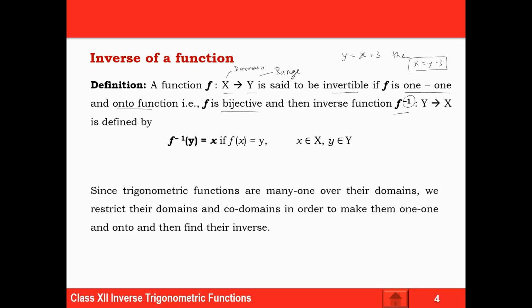Now since trigonometric functions are many-one functions over their domains, we have to restrict their domains to a certain limit so that they become one-one and onto functions, so that we can find their inverse. That restricted domain is called the principal value branch, or other branches.